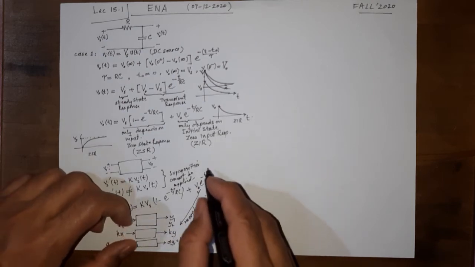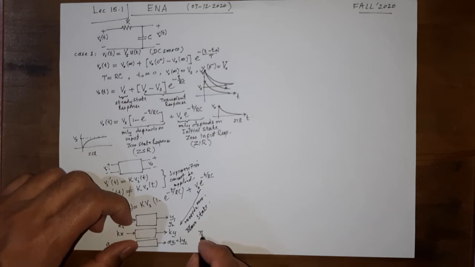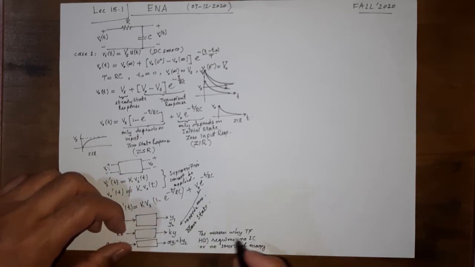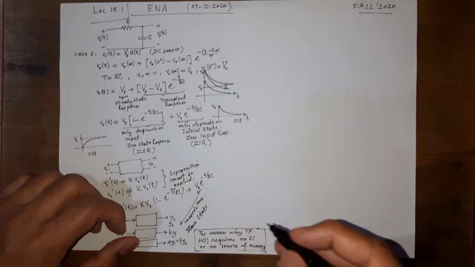Only then this is possible. And if you now remember, this is exactly the reason why the transfer function H(s) that we studied now in the Laplace case requires no initial condition, or no source of energy enclosed in the system. Why is this so? It is because superposition must be possible.